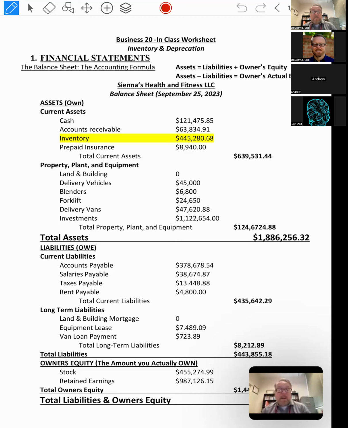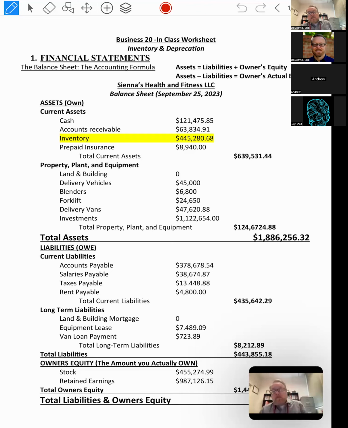So what you're looking at right now is a balance sheet, and a balance sheet is broken into two main sections. One section is your assets, or everything you own, and then the other side is your liabilities, or everything you owe to other people. And so it's broken down that way, and we call it a balance sheet because all your assets should always be equal to all of your liabilities plus your owner's equity.